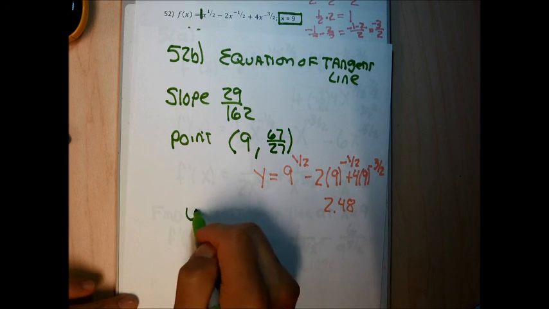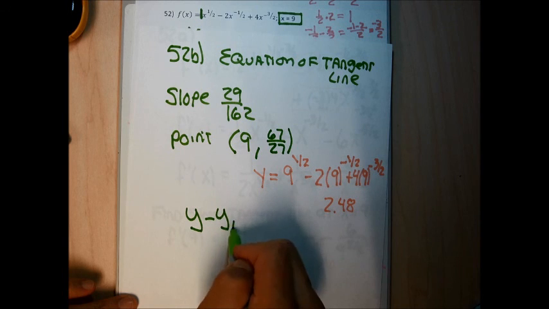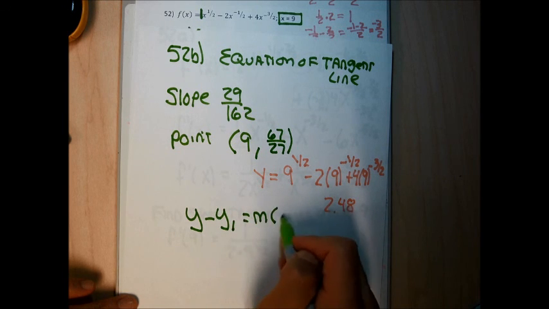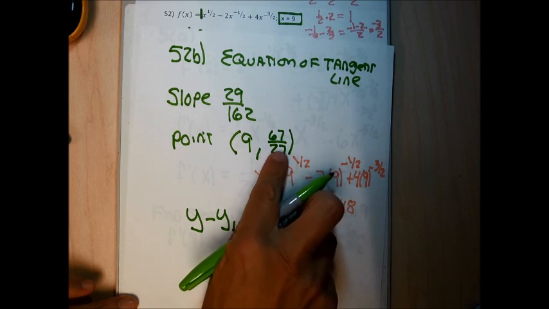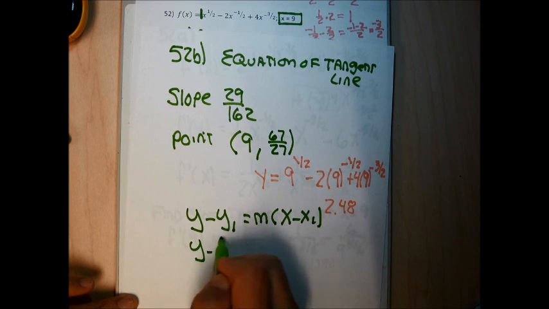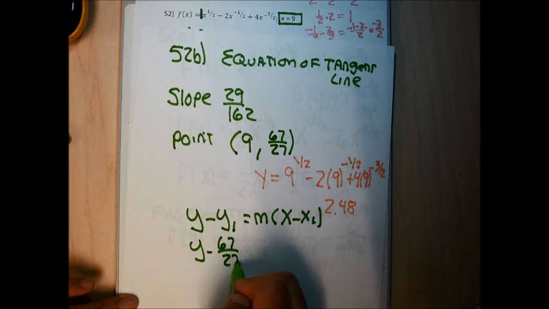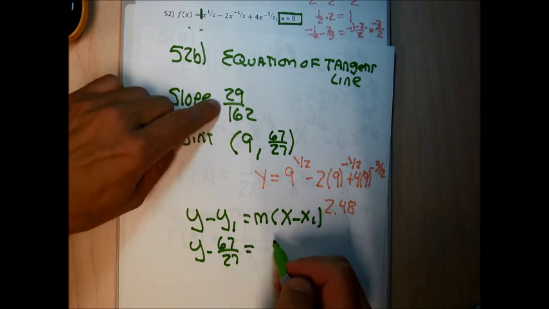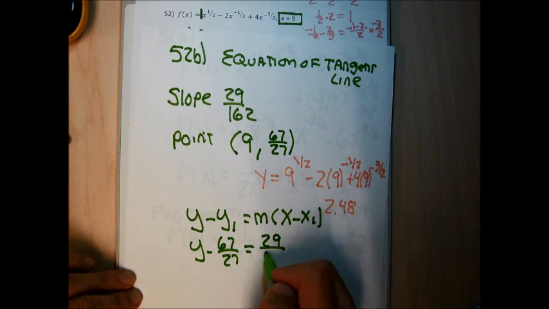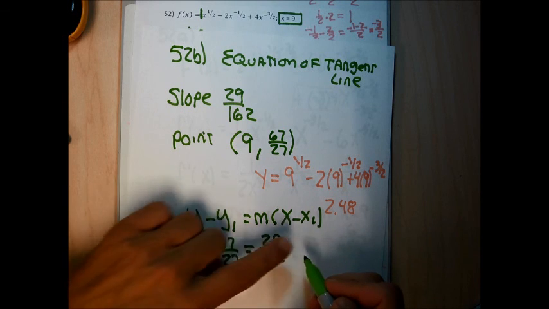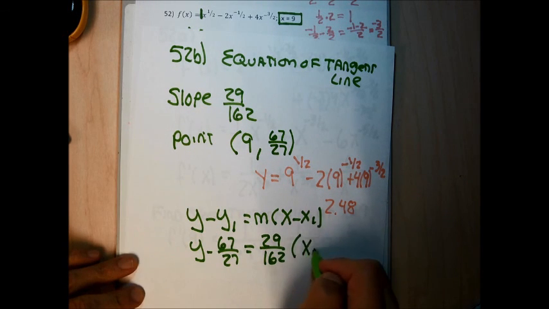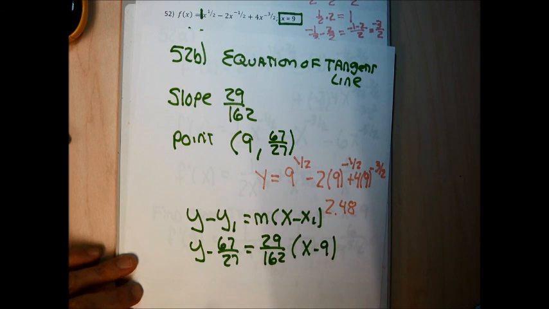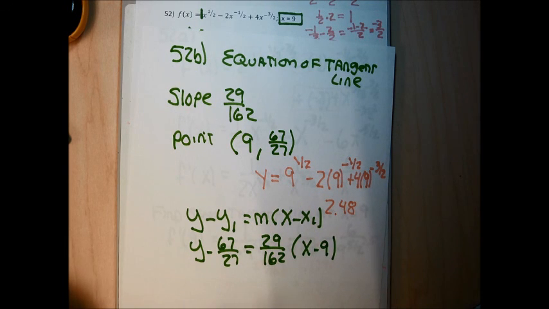So now I'm going to finish up by going y minus y1 equals m times x minus x1. And I'm going to change the y1 to 67 over 27. I'm going to change the m to 29 over 162. And I'm going to change the x1 to 9. So that's the equation of the tangent line that I need in part 52b.